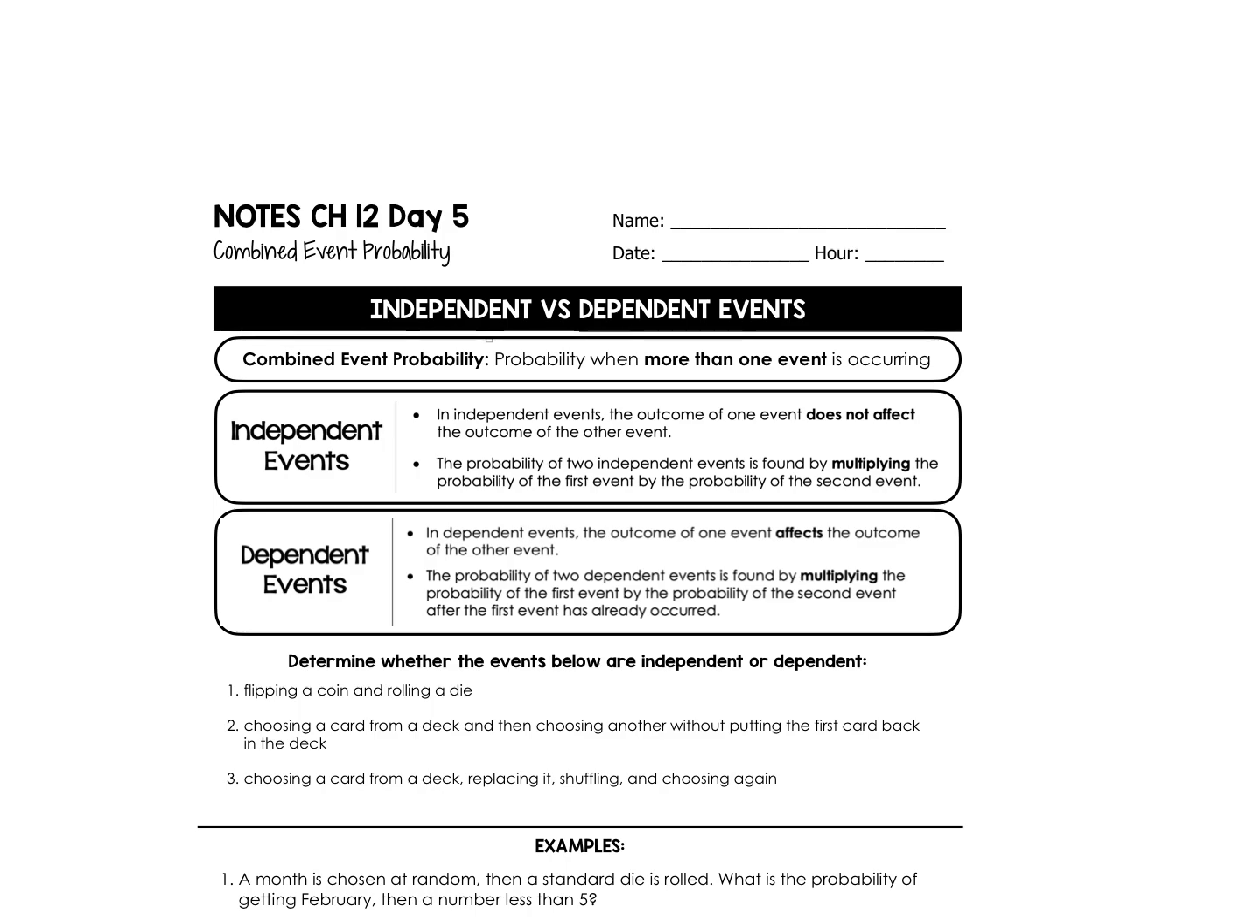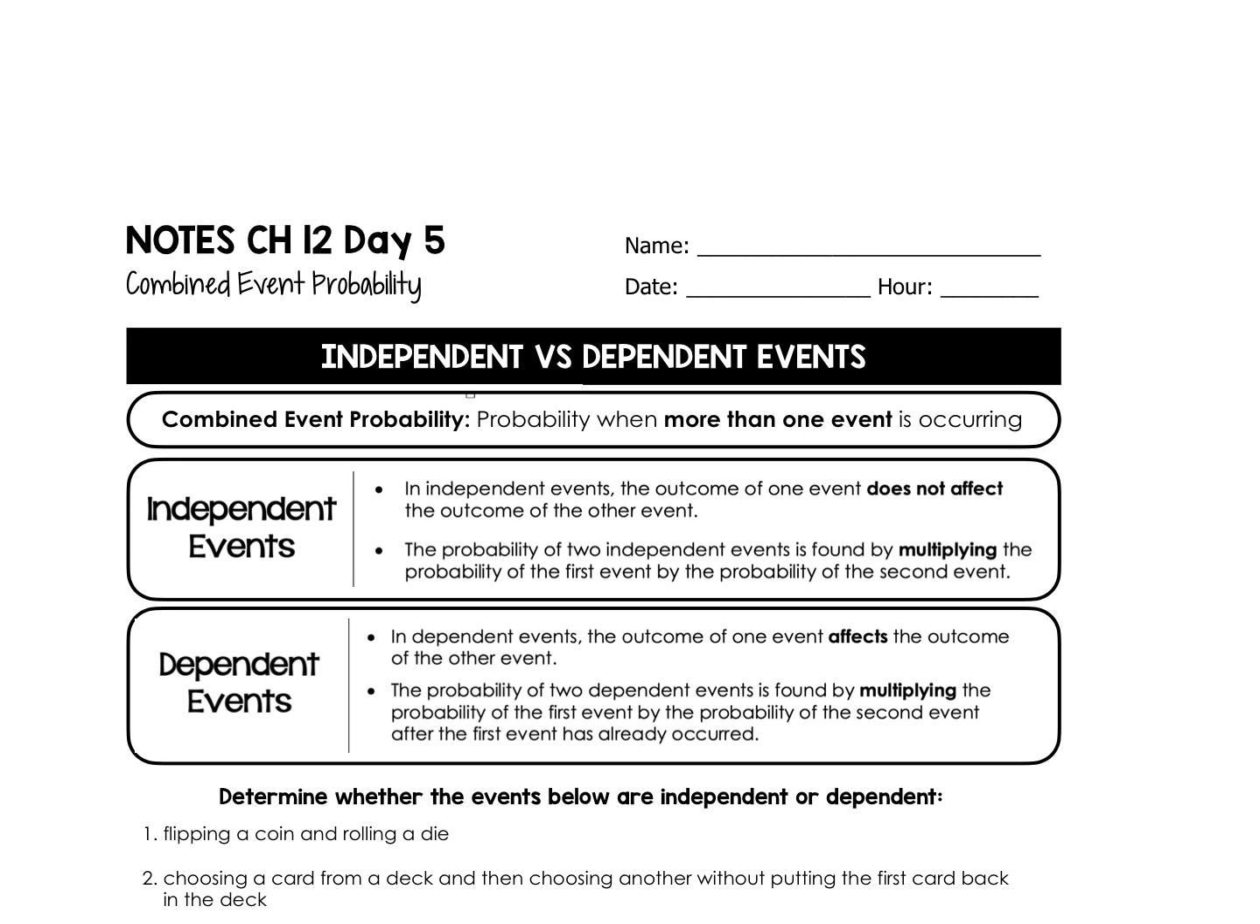So here are your notes for today. We are doing combined event probability, so more than one event occurring at a time. The first thing on here is describing the difference between independent and dependent events.